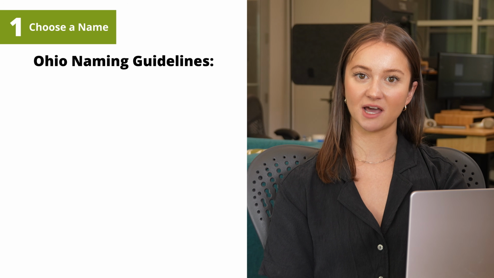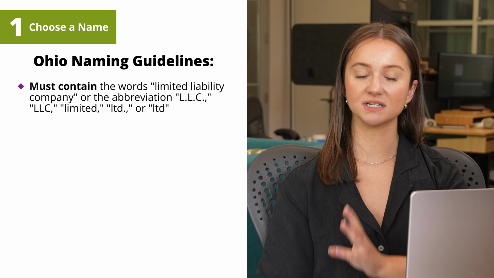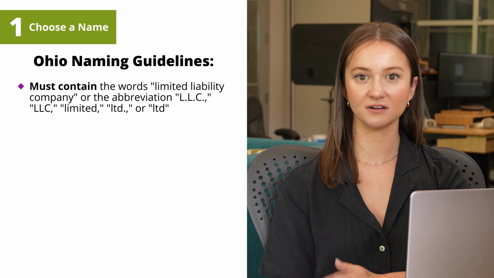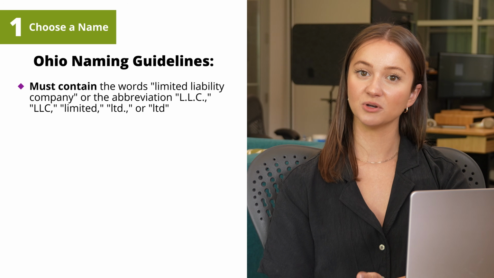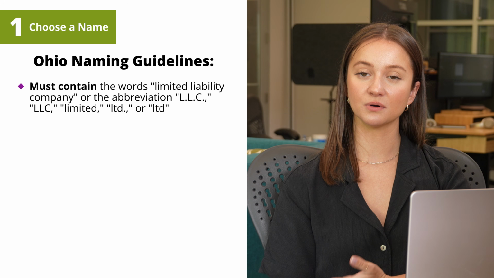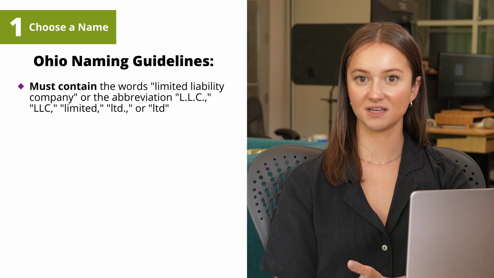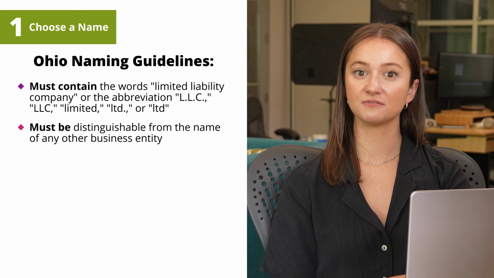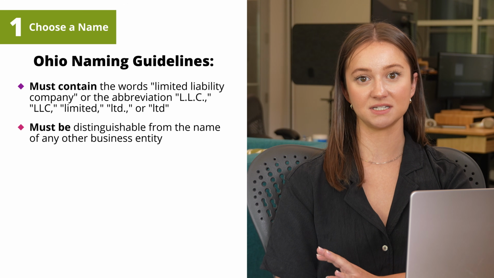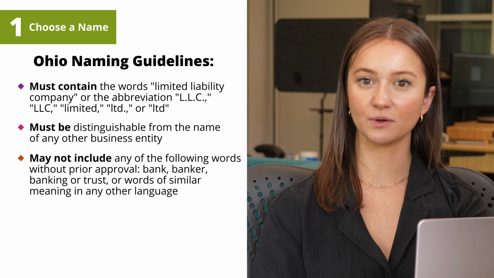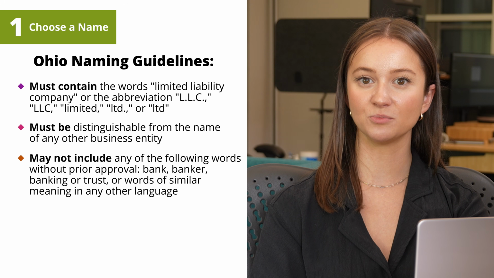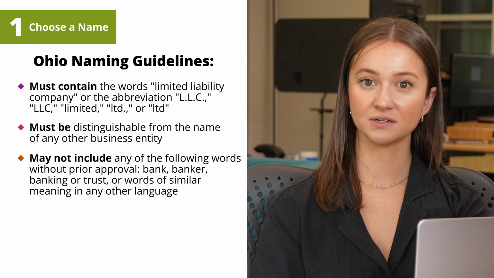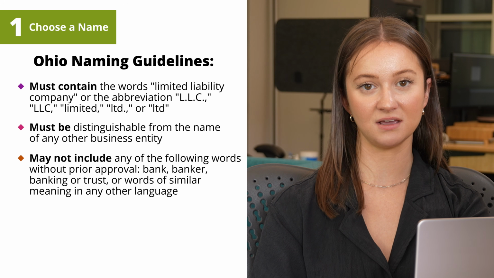The name of the limited liability company must contain the words limited liability company or the abbreviation LLC with periods after each letter, LLC, limited, the abbreviation for limited with a period at the end, or the abbreviation for limited without a period at the end. It must be distinguishable on the records of the Ohio Secretary of State from the name of any other business entity. It may not include any of the following words without prior approval from the Superintendent of Financial Institutions: bank, banker, banking, or trust, or words of a similar meaning in any other language.